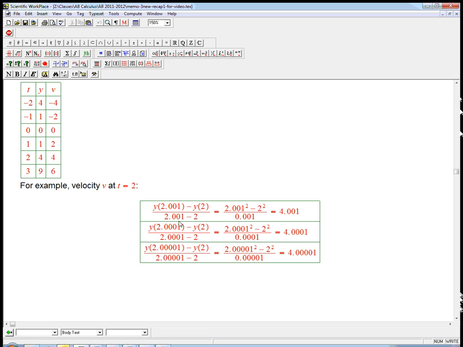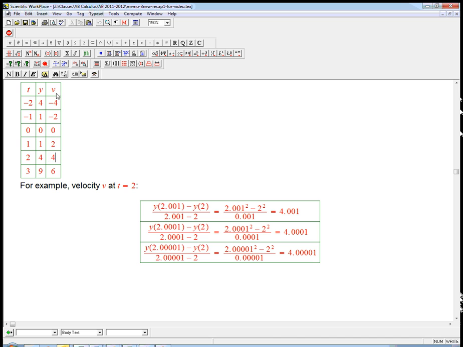What is it? Well, we looked at the trend, and you can look at 2.0001 or 2.00001. Do the same kinds of calculations, and you get numbers getting closer and closer to 4. That's very suggestive that the right answer is exactly 4. Because remember, the instantaneous velocity is really supposed to be the trend towards which these go.